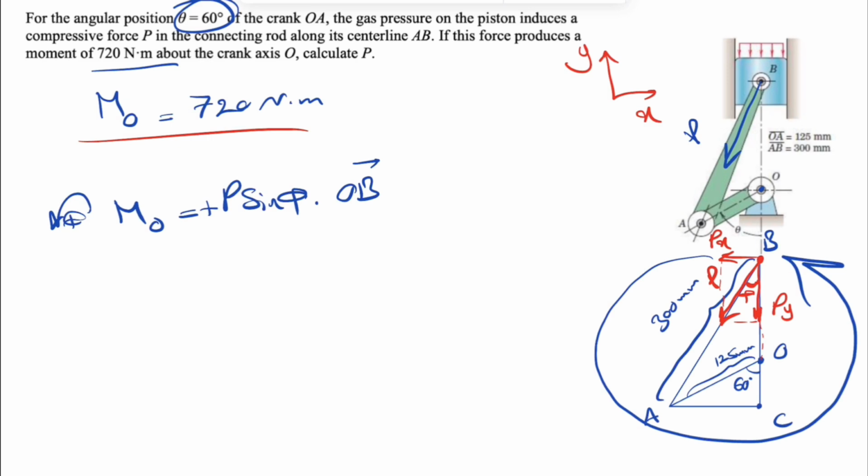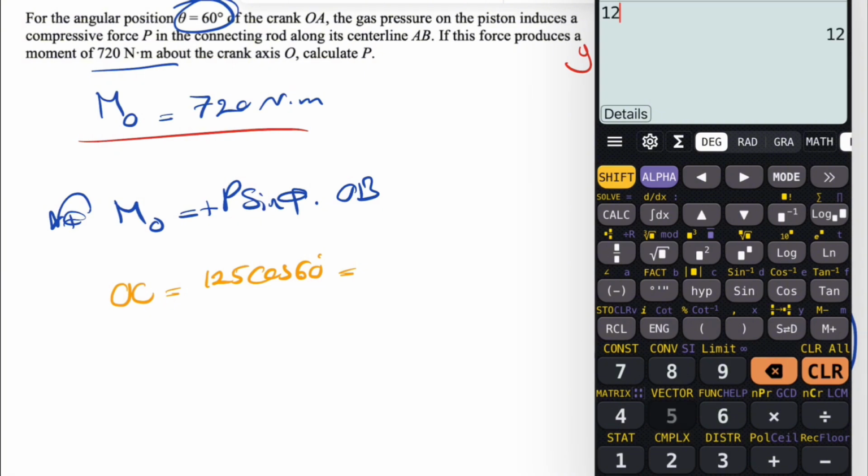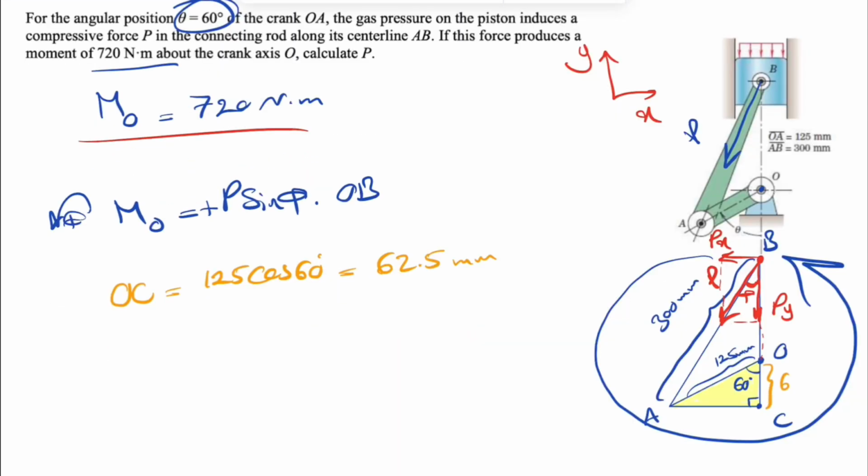For OB, if we look at this right triangle that I'm highlighting in yellow, finding OC is pretty easy. If you want to find OC, I don't know why I put a vector sign on OB. So OC will be 125 cosine of 60. Let's calculate this. 125 cosine of 60 is going to be 62.5 millimeter. So we figured that this is 62.5.